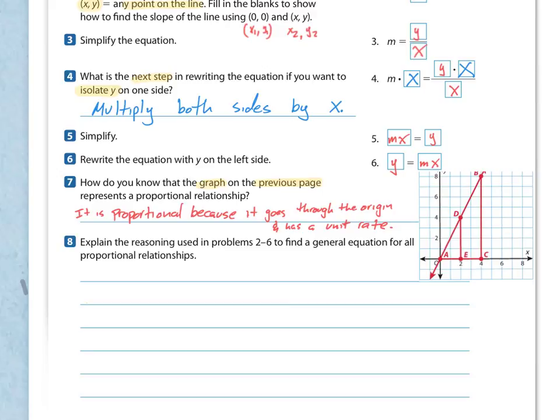Explain the reasoning used in problems 2 through 6 to find a general equation for all proportional relationships. The graph of all proportional relationships is a line that goes through the origin, and the slope between any 2 points on the line is the same. So you can use x, y to represent any point on the line. Then you can use the point 0, 0 and x, y with the slope formula to find the slope m. And that gives you the equation y equals mx.